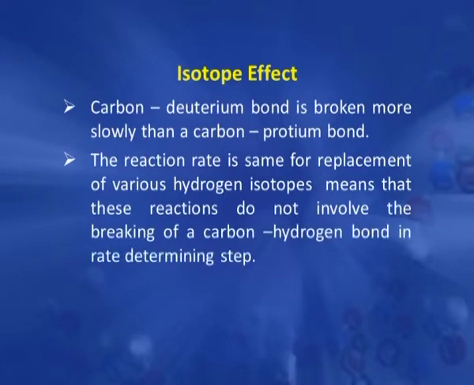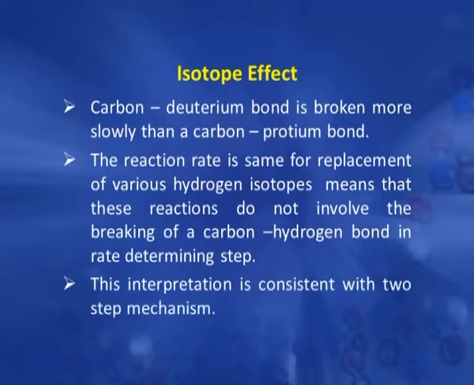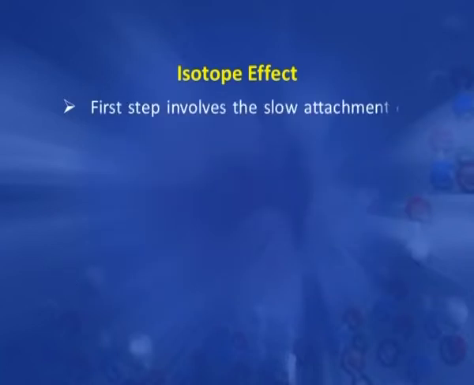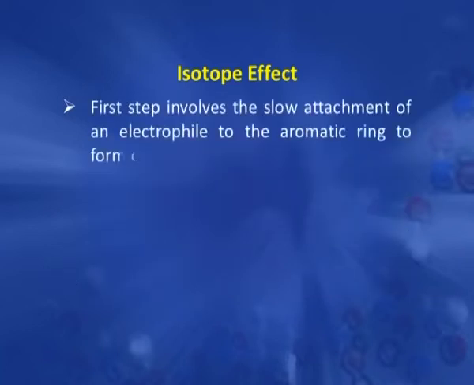So, but what we observe, the reaction rate is same. So, this indicates that there is no involvement of breaking of a carbon hydrogen bond in the rate determining step, and this interpretation is consistent with the two-step mechanism. That is, the first step involves the slow attachment of an electrophile to the aromatic ring to form an intermediate carbocation.